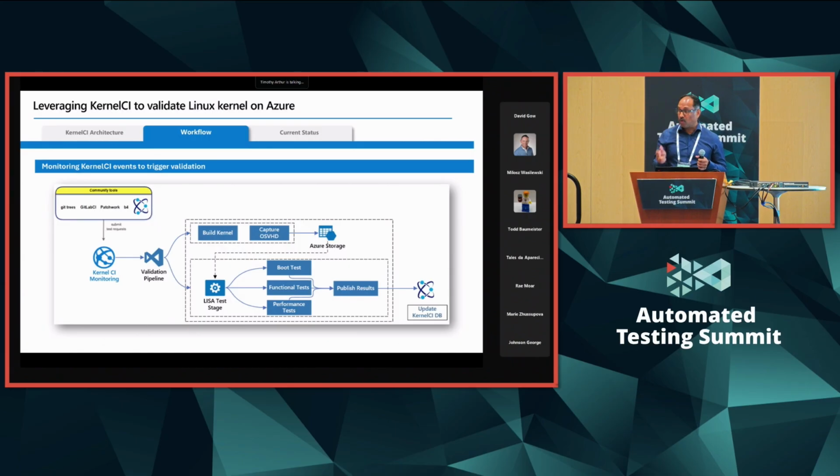And then finally, we run the performance test. Currently, as of today, we are running the network performance test. The intent is to make sure that the throughput on the Linux VMs is as expected, and there's no regression. Once we complete these tests, the test results are published to the KernelCI DB, and the results are available to the community through the KernelCI dashboard. So this is the overall workflow for the KernelCI integration with the Lisa test.